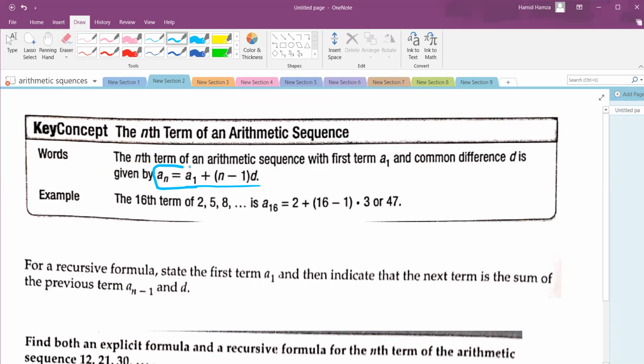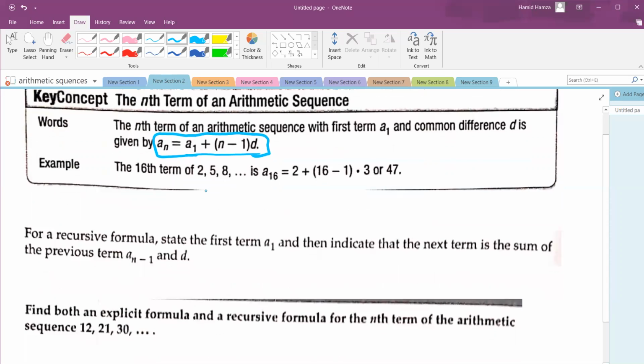We will name this the explicit formula, or nth term. Both of them are the same. So we will use the general term to find any term of the sequence. Just tell me its order, and I'll tell you the value of this term.